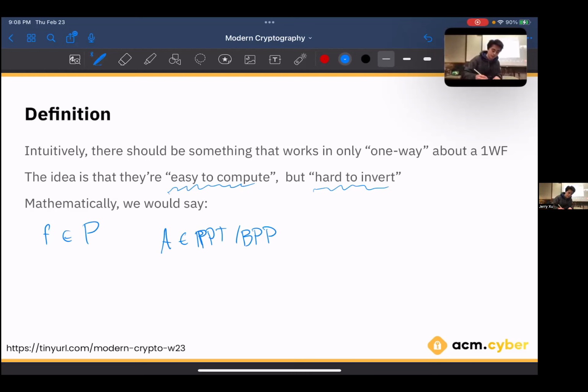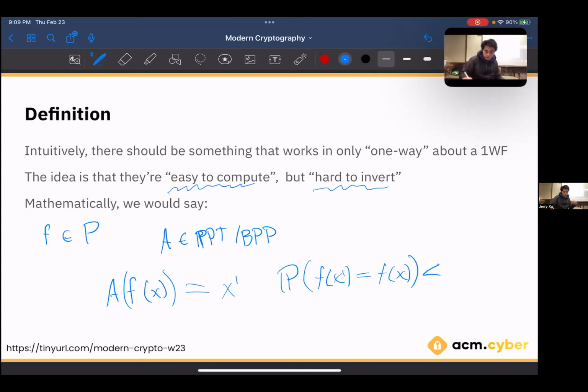And if we give it the output of f on some input x, we're going to give A the output of f on some input x, and it's going to output a guess for what the original input was. And we want this guess to be a correct inverse with only negligible probability. So what we mean by negligible going forward is that it's going to be less than the reciprocal of any polynomial, right? For all n sufficiently large.